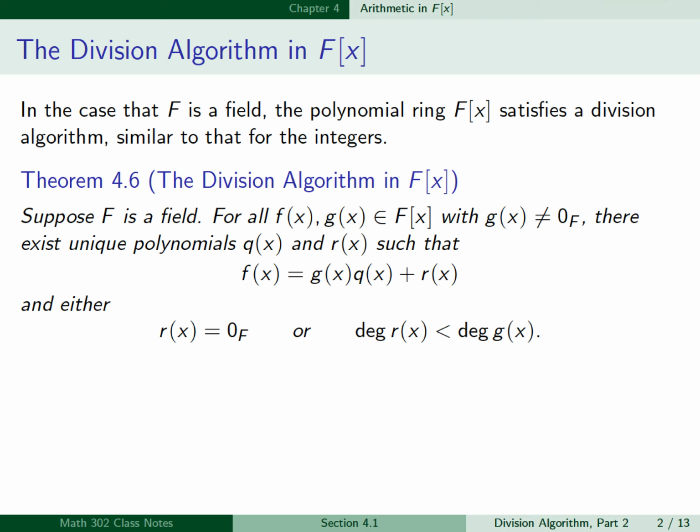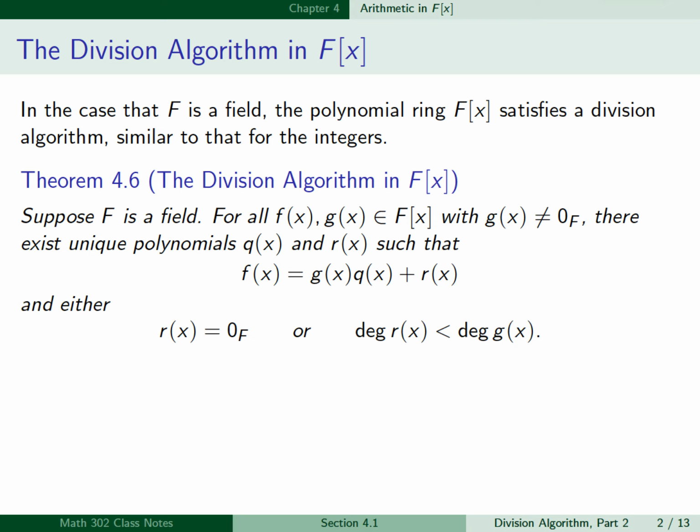So f(x) is our dividend polynomial, g(x) is our divisor, so we're dividing g(x) into f(x), and we obtain a quotient q(x) and a remainder r(x), satisfying the equality, and the remainder satisfies the conditions: either r(x) is equal to 0 or it has degree less than the degree of our divisor g(x).